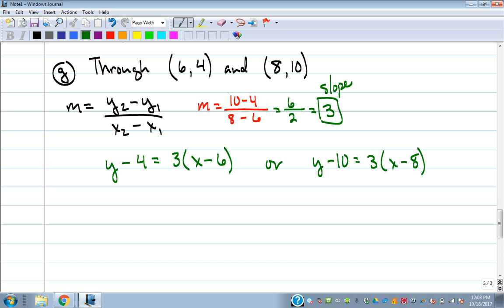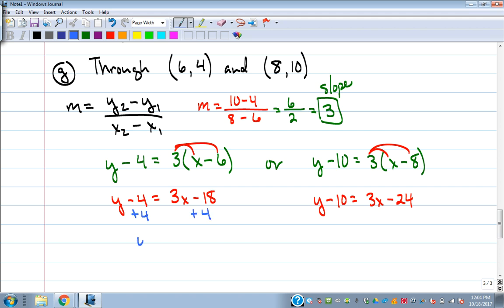The next thing to do is get y by itself. So no matter which ordered pair you use, what do you do next? Distribute it across the parentheses with the 3. So that's 3x minus 18 here. If I did the other one, it'd be 3x minus 24. You do not have to do both of them. I'm showing both because I want you to see something at the end here. All right, the last step for this one would be add 4. That's y equals 3x minus 14, right?